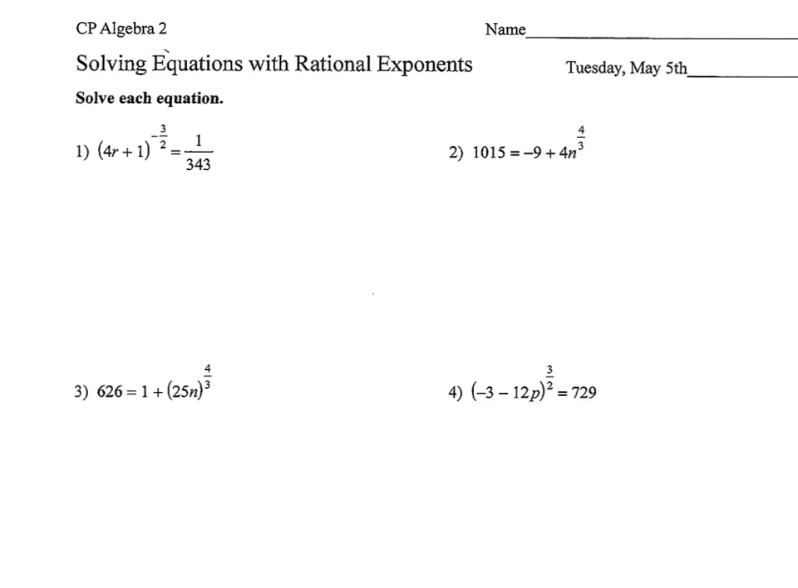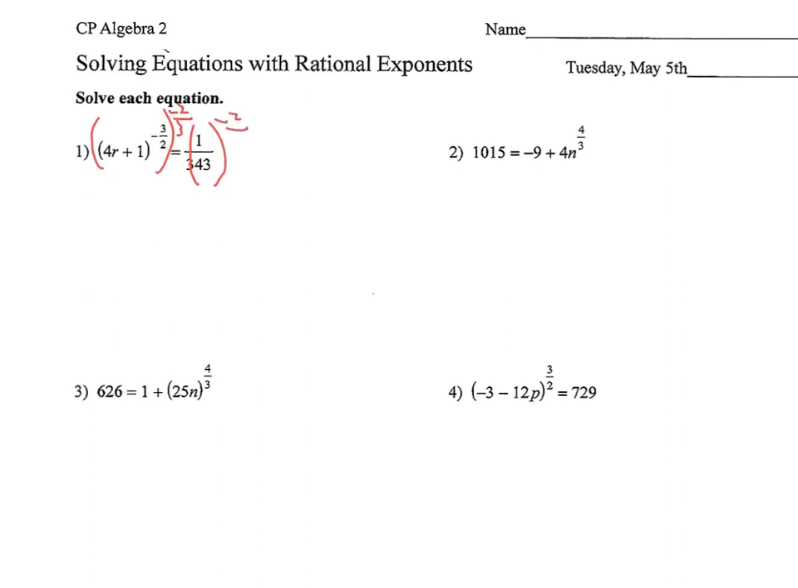So in number 1, I want to undo first that power, and then I'll subtract 1, and then I'll divide by 4. To undo this power, I can raise both sides of the equation by a power that undoes this power. That power happens to be its reciprocal. I'm going to raise both sides to the negative 2/3 power.